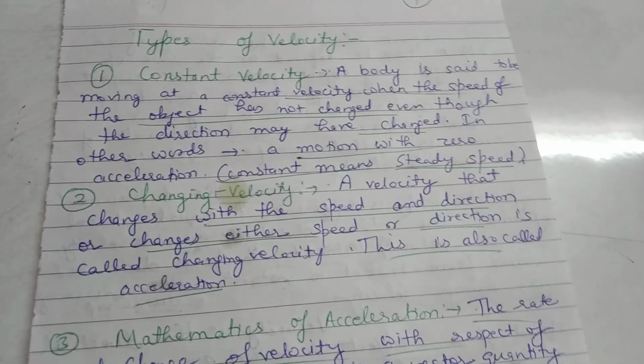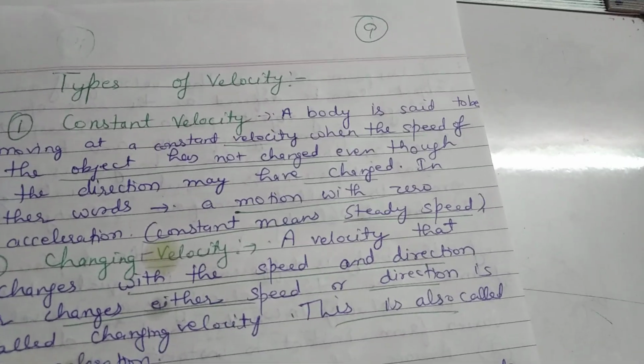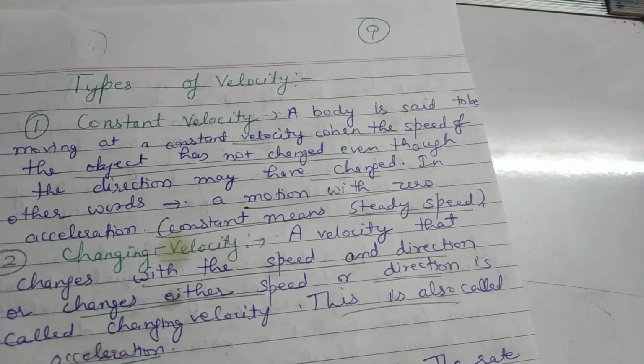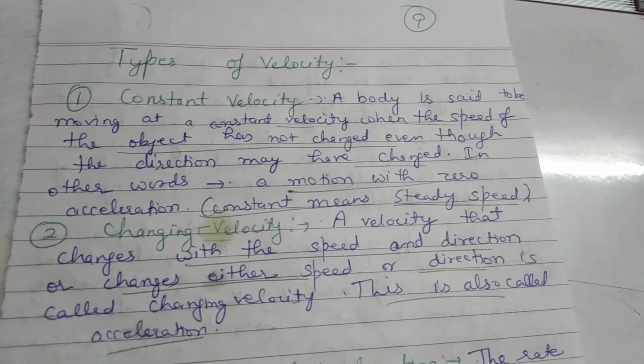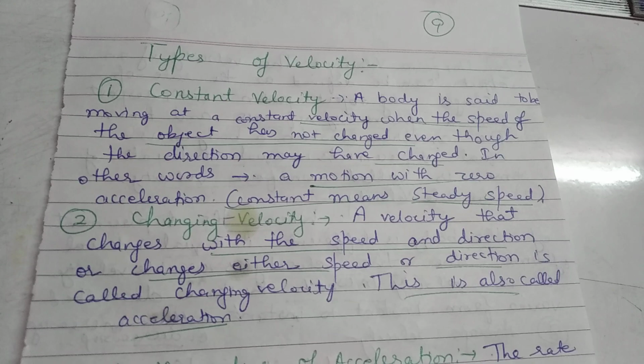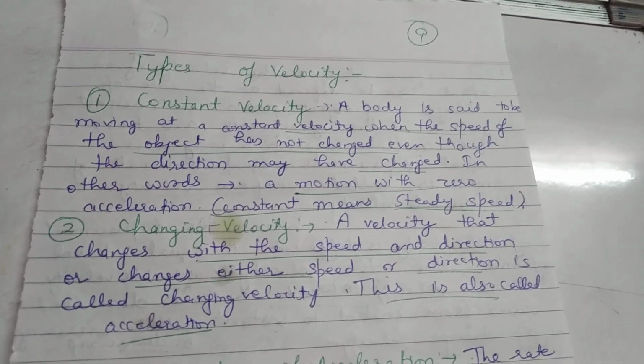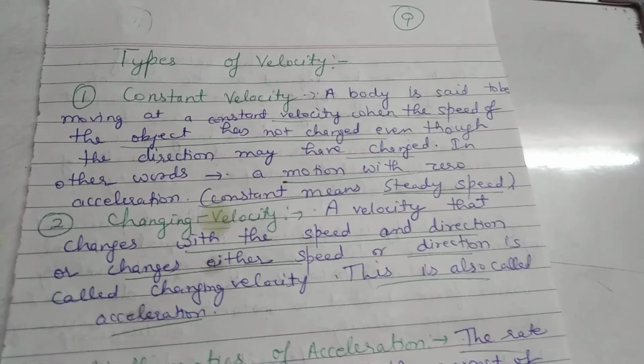So let's start the topic. Types of velocity. Number 1, constant velocity. A body is said to be moving at constant velocity when the speed of the object is not changed.